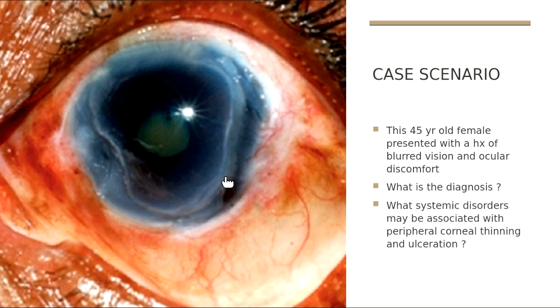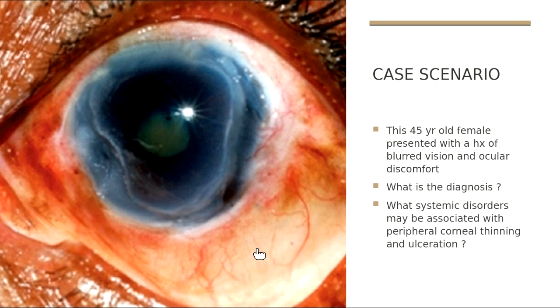And somebody mentioned ulceration. What do you think is this dark tissue coming through at the limbus? Right, so that's prolapsed uveal tissue. So this cornea has perforated, okay? So this patient has peripheral corneal thinning and ulceration with perforation and prolapse of uveal tissue, okay?